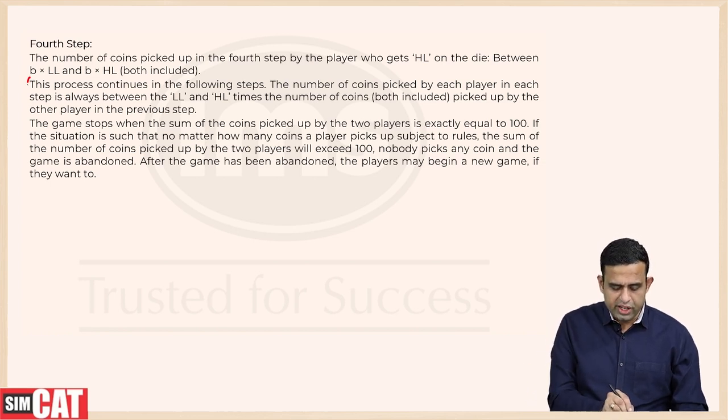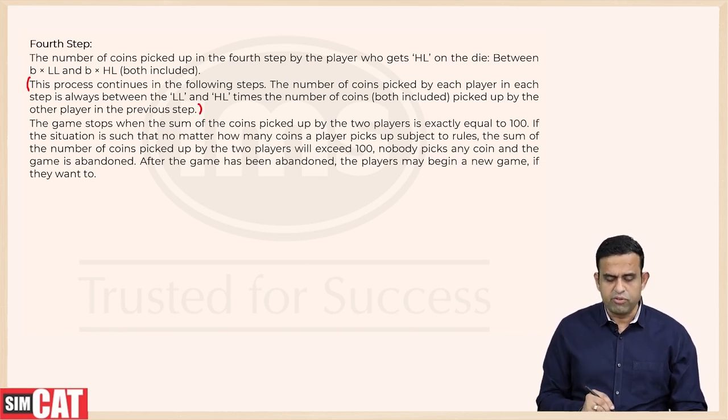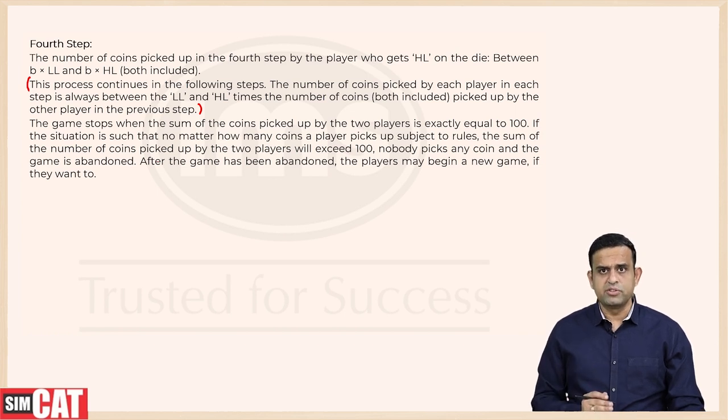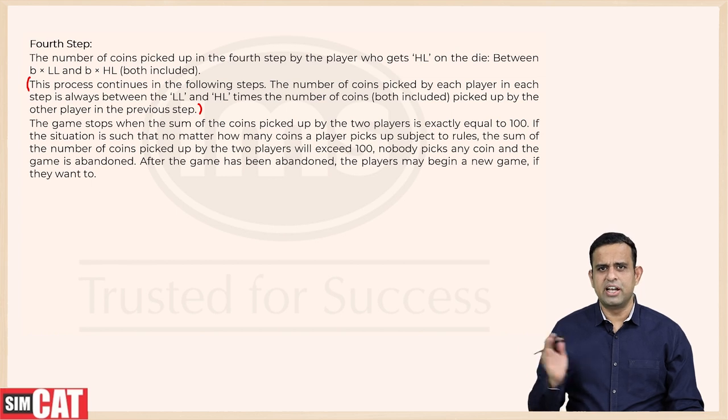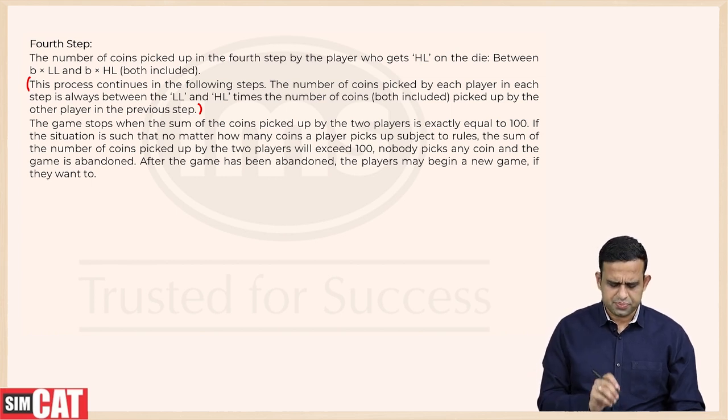So they have told you over here that this process continues in the following steps, and the number of coins picked by each player in each step is between the number LL and HL times the number of coins picked up by the other player in the previous step. As we have seen in the previous case, A·LL and A·HL. In the next case, B·LL and B·HL, and then maybe C·LL and C·HL, and so on like this.